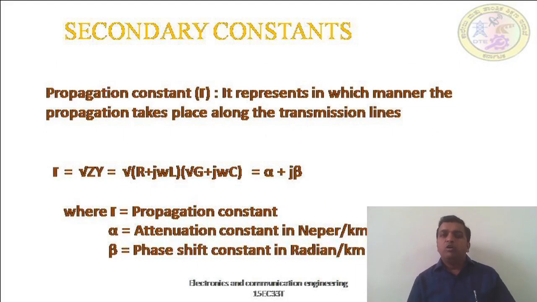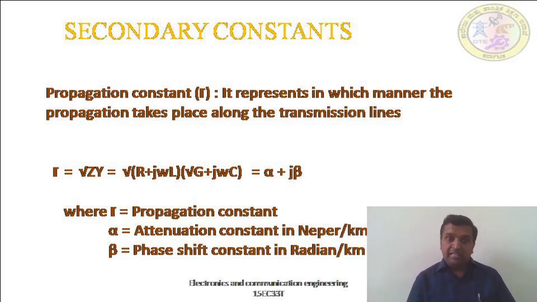Let me go with one more secondary constant, that is propagation constant. It represents the manner in which the propagation takes place along the transmission line. In the propagation, definitely we'll be having two things. One is that attenuation might be happening. Another is that there might be a chance of phase shifting from transmitter to receiver. Anyway, the propagation constant gamma is given by square root of Z into Y, where I told Z is the series impedance and Y is the shunt admittance.